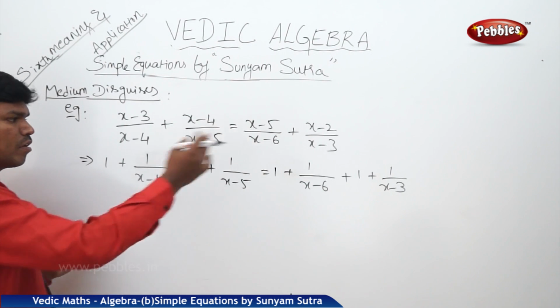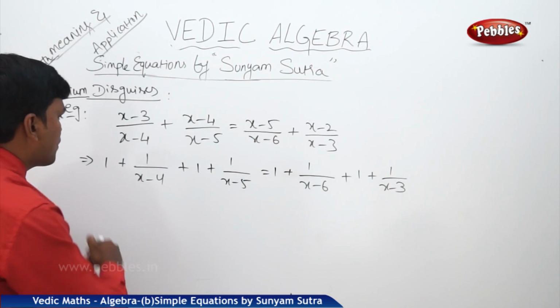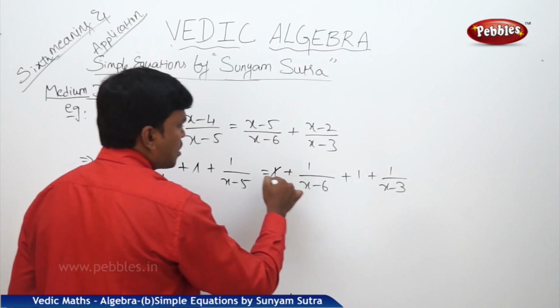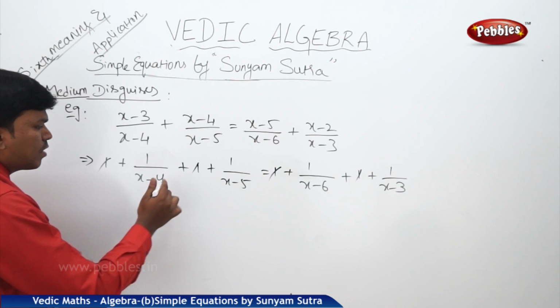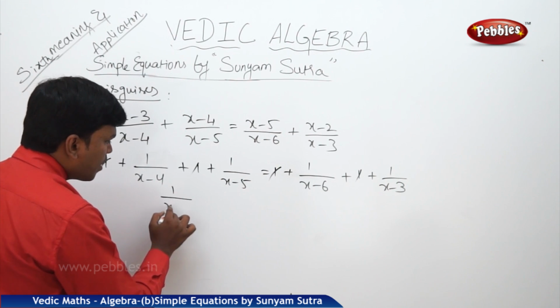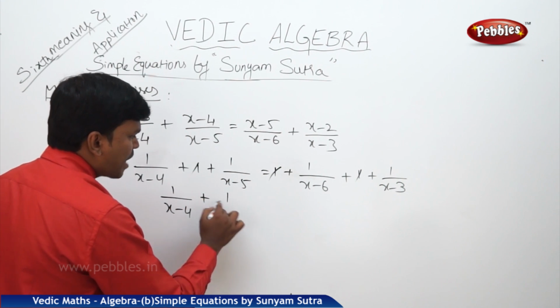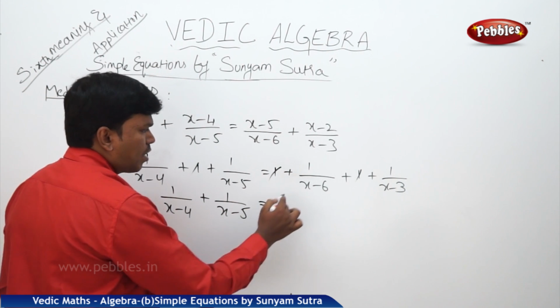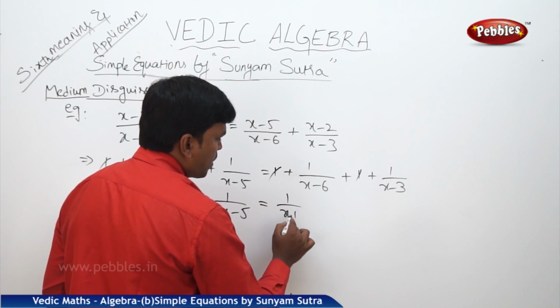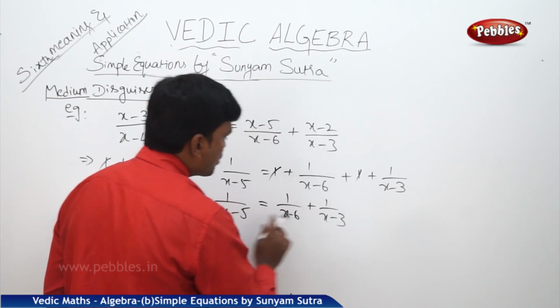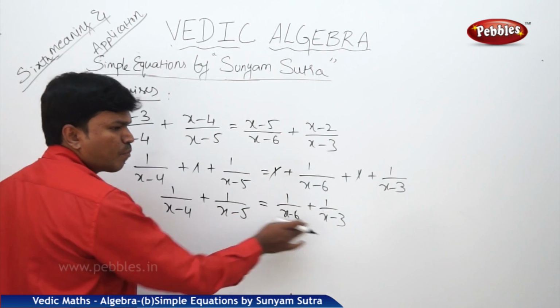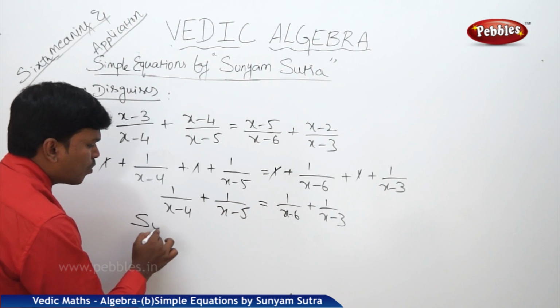Now on the left hand as well as right hand side, both have ones, so you can cancel them out. Now you can see the given equation is converted to the standard form: 1 by x minus 6 plus 1 by x minus 3. Now check the sum of the denominators on both the sides.